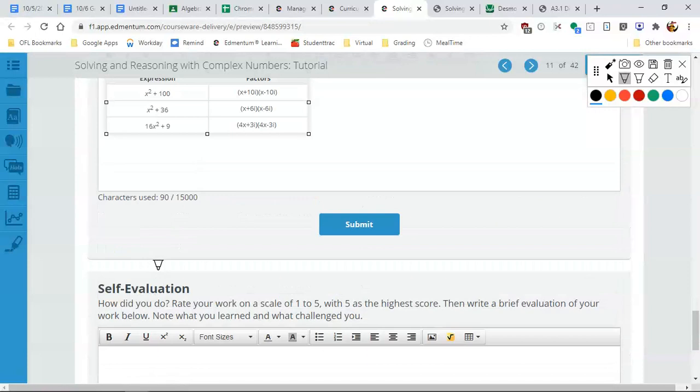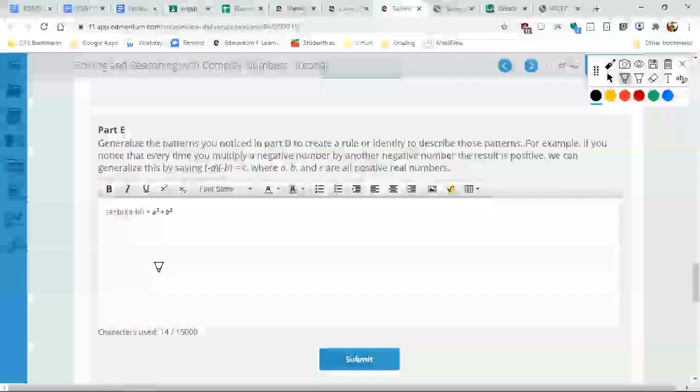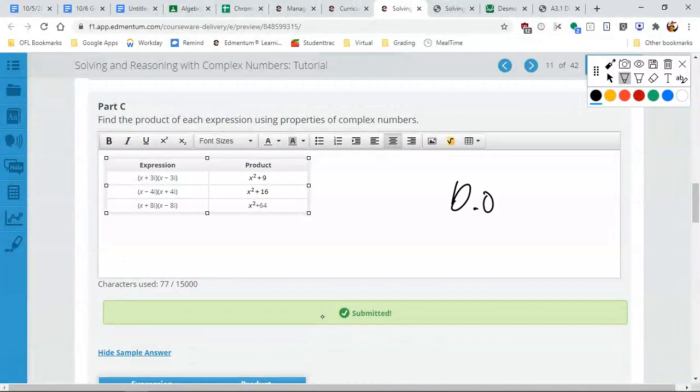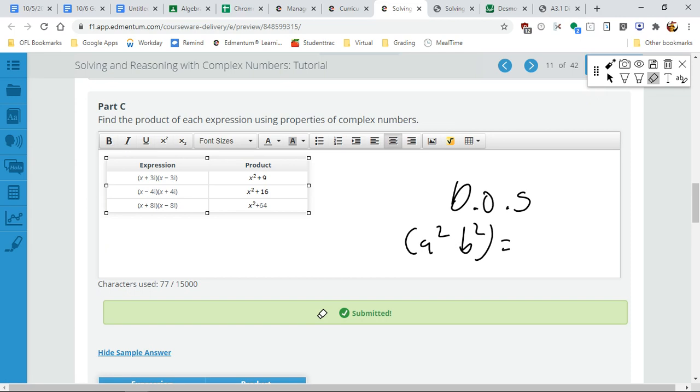All right. So evaluate how you did. If you had trouble understanding this idea of sum of difference of squares, that a squared plus b squared is equal to, or I'm sorry, difference of squares. I don't think I'm awake, guys.